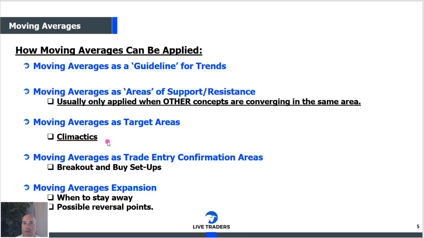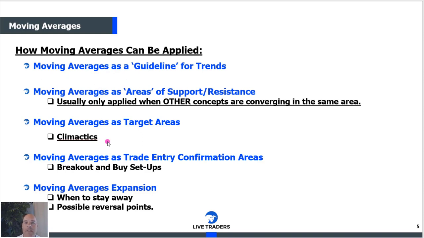Now, I'm not referring to the 9 EMA trail. Okay, we can certainly use it as a management approach, right? But I'm talking about it as a target area approach. Does that make sense? In fact, I don't even have any examples of it as a management approach in today's lecture. I probably should have put some of those in there. But moving averages as a target.